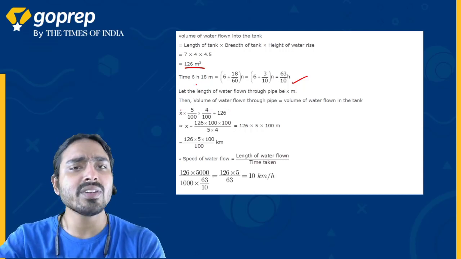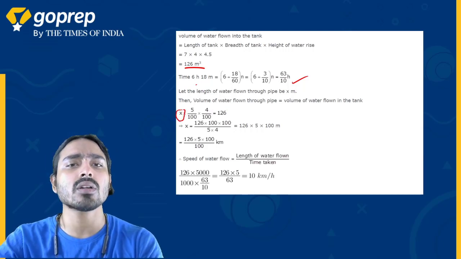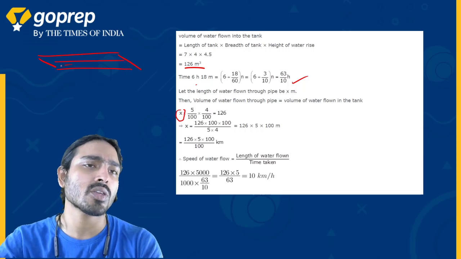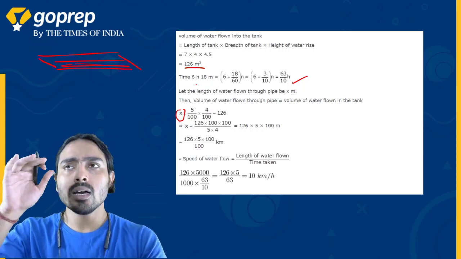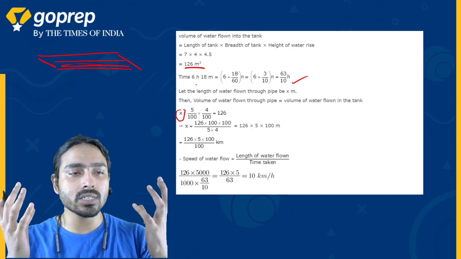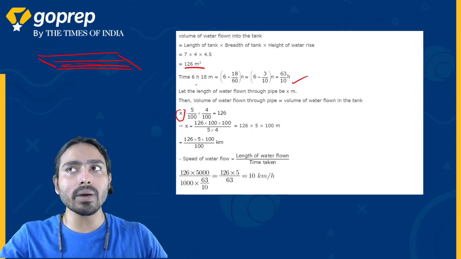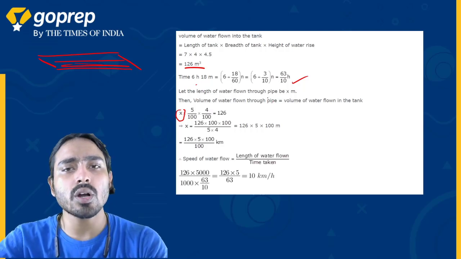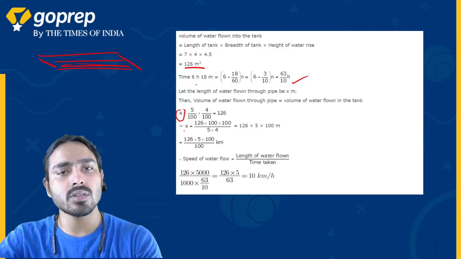So we'll solve it. We'll take x as the length of the water flown through the pipe. So let's say this is the length of the water, the complete length. We are taking the whole pipe. You just have to imagine in such a scenario that the whole pipe acts as a container, okay? So the length of the water flown through be x meters, right? So this is x meters.